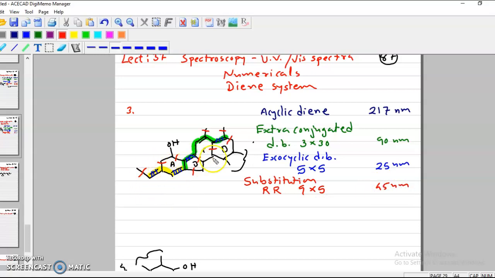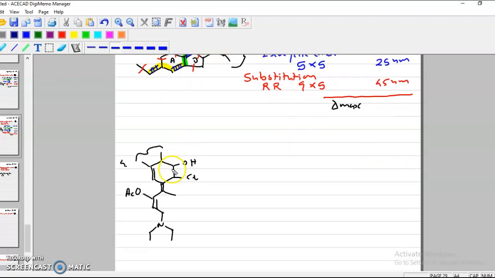Anything else? Any kind of substitution? Well, OH group is present over here, but this group is not attached to the system carbon. Therefore, we do not consider this one in the total calculations. So nothing is left over here. Now we have to find out lambda maxima for this one. So make a total of this and find out lambda maxima value for this compound. Next one is this one.